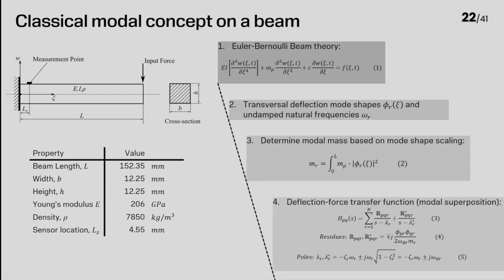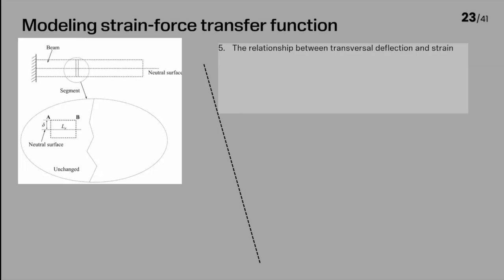And next, we can define a conventional deflection force transfer function expressed by its modal superposition, where the residues and the poles can be determined from the mode shapes, natural frequencies, and the modal mass. However, our target is to define the strain force transfer function, not just the deflection to the force. So to do that, it is important to understand the relationship between the transversal deflection and its corresponding strain.